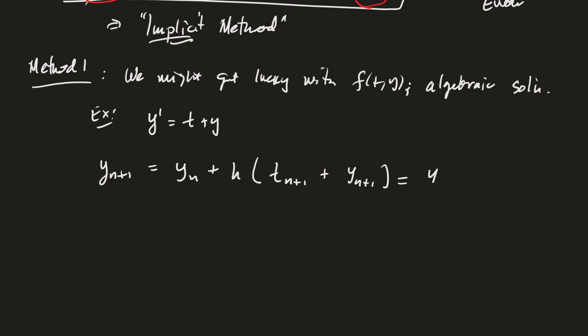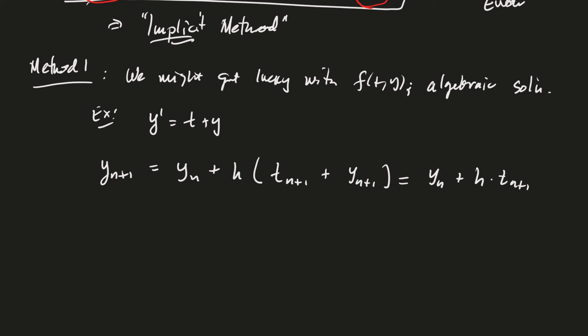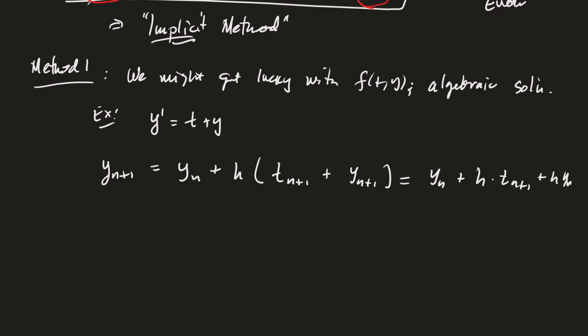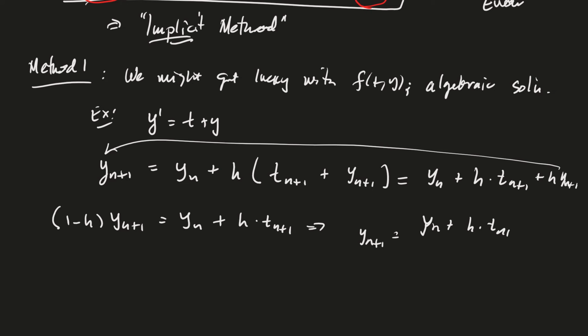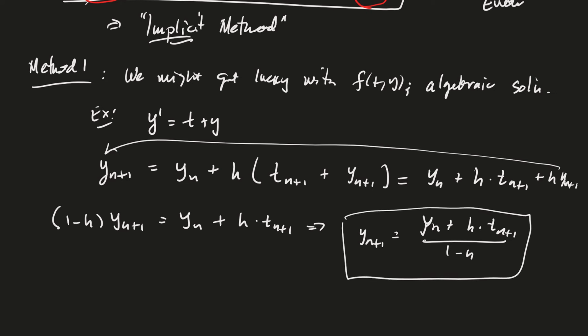So that's going to be equal to y sub n plus h times t sub n plus 1, which we know, presumably, plus h times y sub n plus 1. Just bring this over to the other side of the equation, and you're going to end up with 1 minus h times y sub n plus 1 is equal to y sub n plus h times t sub n plus 1. Okay, and then y sub n plus 1 equals y sub n plus h times t sub n plus 1 divided by 1 minus h. Good. And now we have our specific formula for this differential equation only, right?